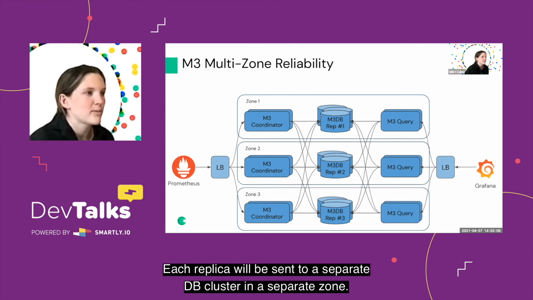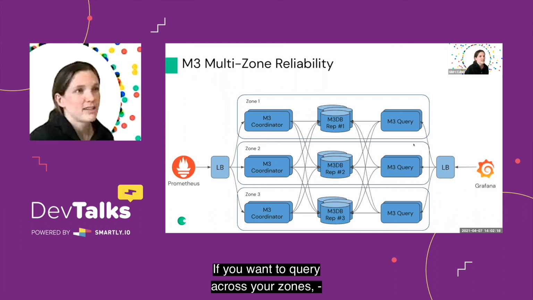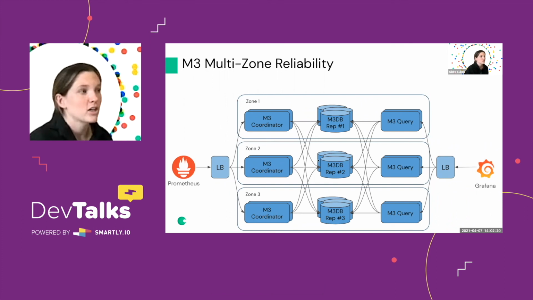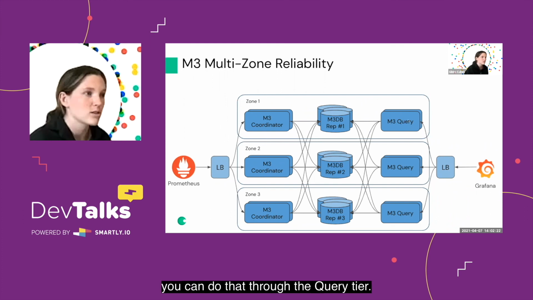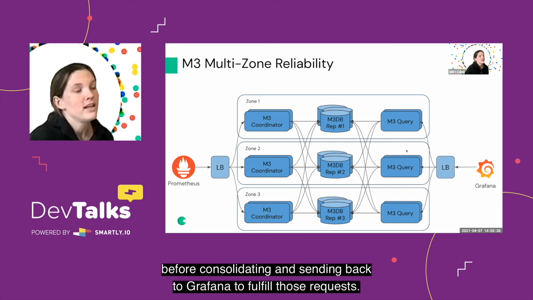So each replica will be sent to a separate DB cluster in a separate zone. And same with the query side. If you want to query across your zones, you can do that through the M3 query tier, which is able to talk to the M3DB clusters across all of your zones before consolidating and sending back to Grafana to fulfill those requests.